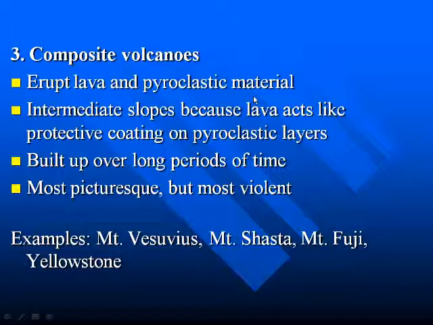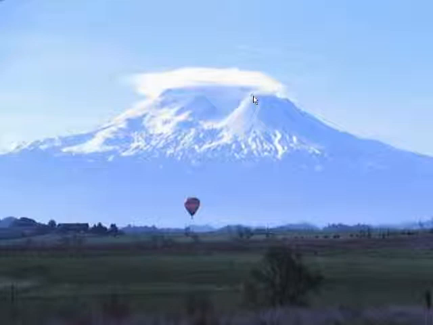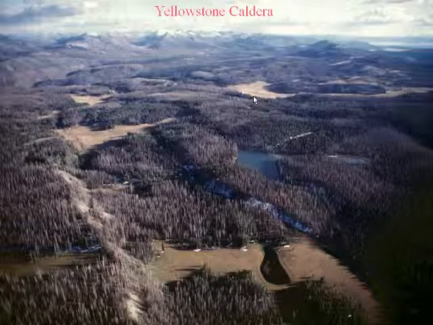Composite volcanoes erupt both lava and pyroclastic material. The slopes are intermediate. The lava acts as a protective coating, and then the pyroclastic stuff layers inside that. These build up over a long time. They're the most picturesque, but they're also the most violent. They're the ones that have the really crazy eruptions with lots of lava coming out, lots of pyroclastic stuff spitting out the top. Mount Vesuvius, Mount Shasta, Mount Fuji, and Yellowstone are all examples of composite volcanoes. And there's your picture of that there, a nice big crater at the top. The Yellowstone caldera, you can see here.